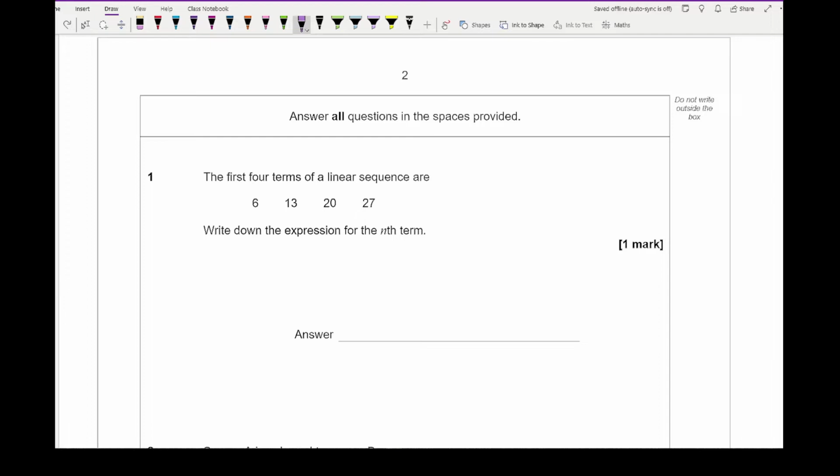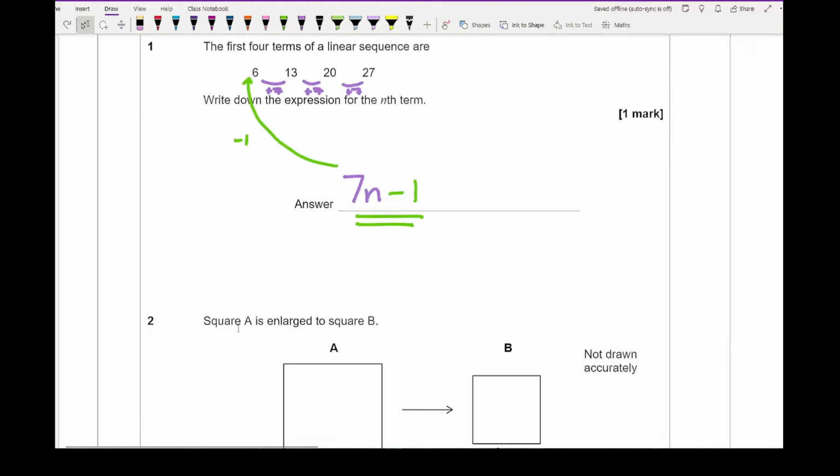So for this, to work out the nth term, all we need to do first is work out the difference between each term, or consecutive term I should say. So here it's going to be plus 7. So that means that if plus 7 is the difference, then 7n is going to be in the formula. And then to find the number that we add, we go, what do we need to go from 7 to 6, or the first term? We need to subtract 1. So the nth term is going to be 7n minus 1.